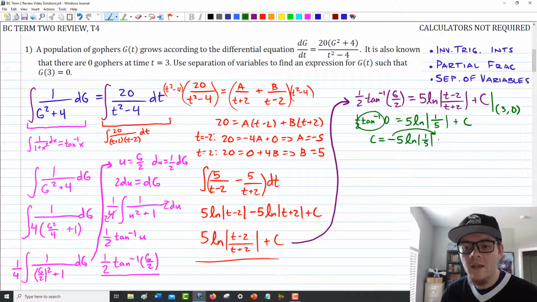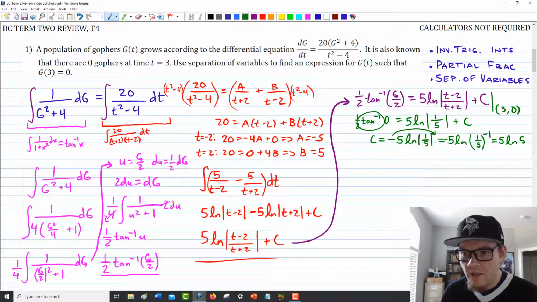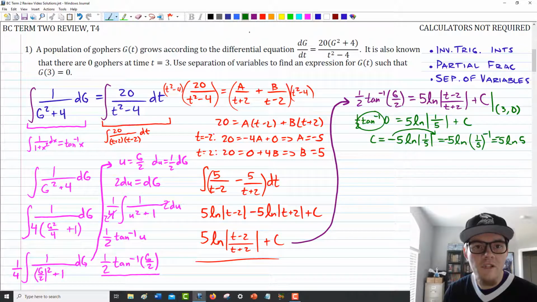I'm going to bring up that -1 and write this as 5 natural log of, let's see what we got here, 1/5 to the -1 power. And if you rewrite 1/5 to the -1 power, you get 5 ln of 5. Now I did commit a linkage error there. Those are supposed to both be negative, but there we go. So we now have our c value.